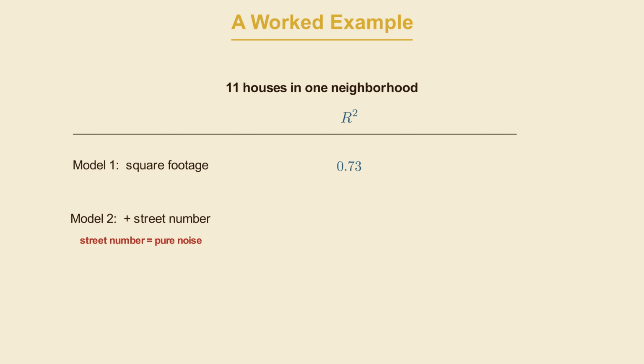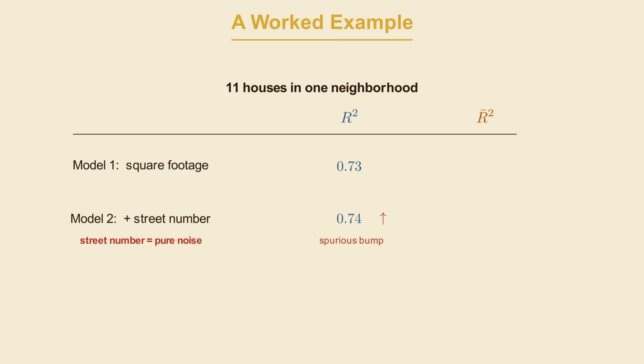So she runs the regression with both variables in it. And sure enough, the R-squared goes up, from 0.73 to 0.74. So the regular R-squared says the bigger model is better. But we know that the street number is actually meaningless. So that little bump is exactly the false signal that we're worried about.